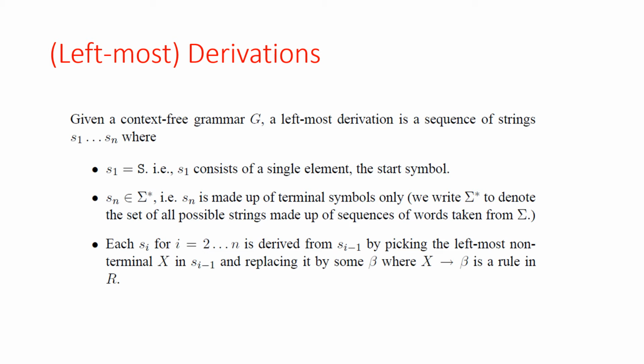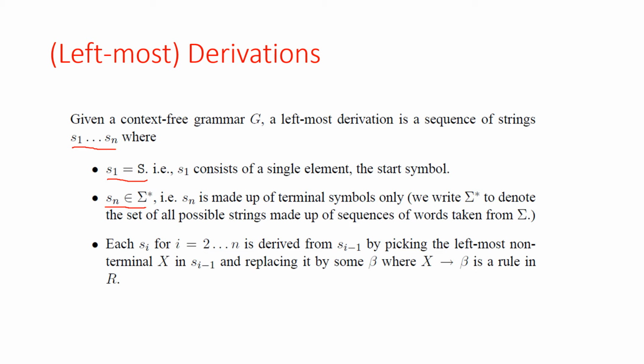Given a context-free grammar G, a leftmost derivation is a sequence of strings S1 up to Sn, where S1 is the first string in the sequence and it consists of a single element, the start symbol. And Sn is the last string in the sequence. It is made up of terminal symbols only, and it is an element from sigma star. So sigma star denotes the set of all possible strings made up of sequences of words taken from sigma.